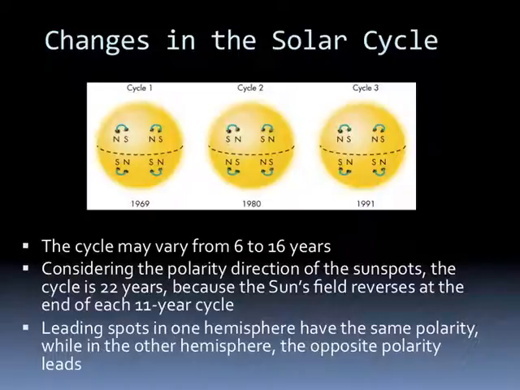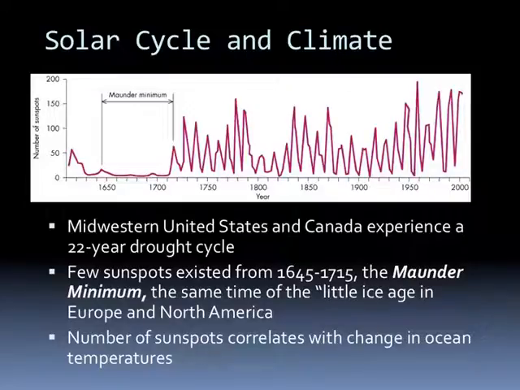Now, if we also look at the polarity of the sunspots, the cycle is really 22 years, because with each 11-year cycle, the polarity of sunspots, whether the north pole or the south pole of the field leads or lags, changes. So leading spots in one hemisphere have the same polarity, while in the other hemisphere they have opposite polarity. We see then that there is some tie to weather, because the Midwestern United States and Canada actually experience a 22-year drought cycle.